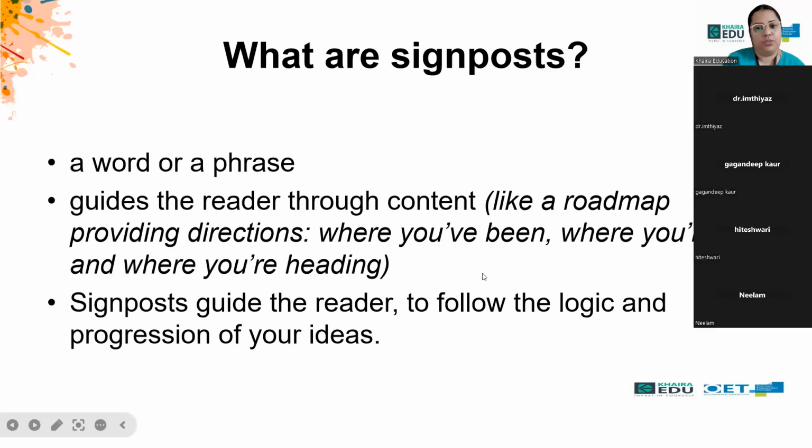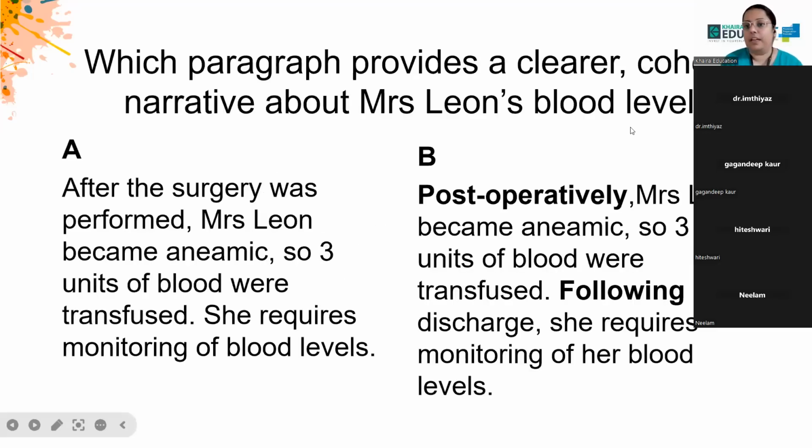Let me take you to an example. Again, you have two paragraphs on your screen. In this case, which paragraph do you think is clearer for the reader to understand Mrs. Leon's information about her blood levels? On the left hand side, you have the information: After the surgery was performed, Mrs. Leon became anemic, so 3 units of blood were transfused. She requires monitoring of blood levels.